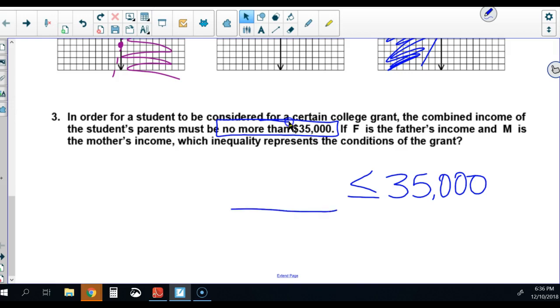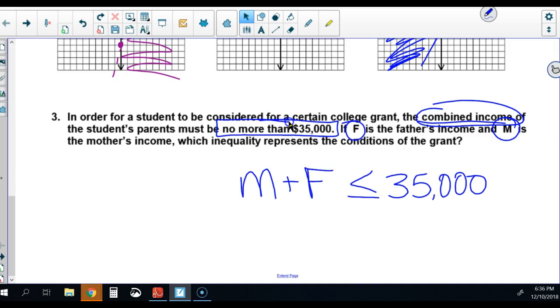Well, what is it that has to be no more than 35,000? The combined income of their parents. So if we're going to use F for the father's income, M for the mother's income, how do we combine their two incomes? Well, with a plus sign. M plus F has to be less than or equal to 35,000. That is your inequality. We can't solve anything with two variables, so we just leave it like that.